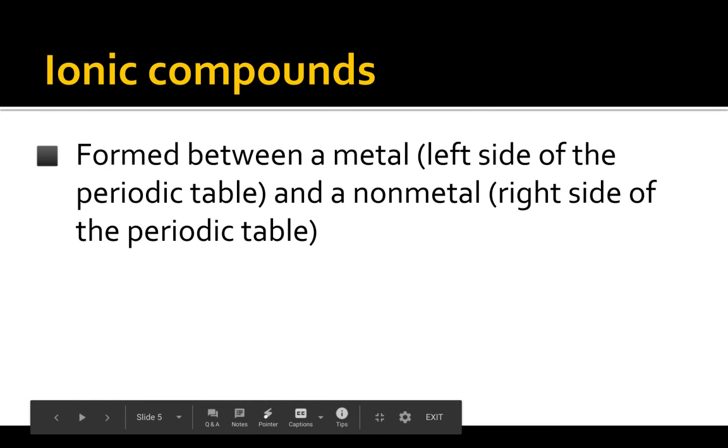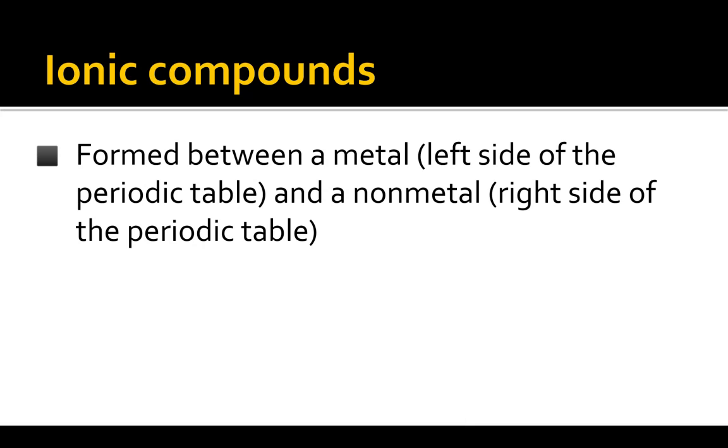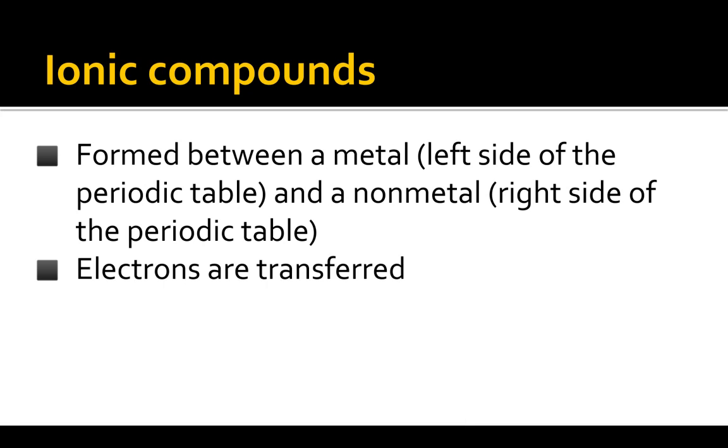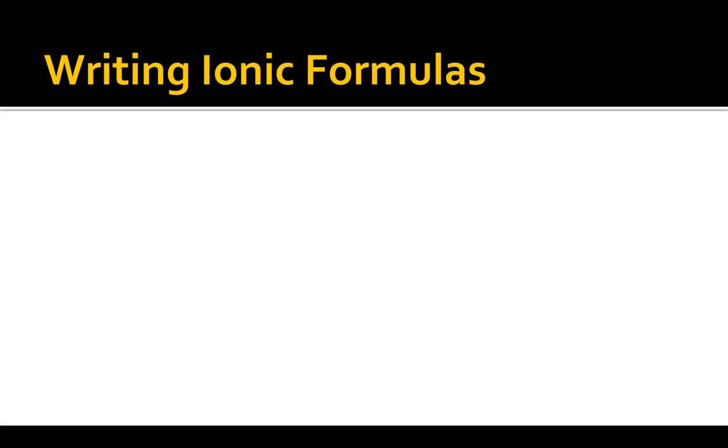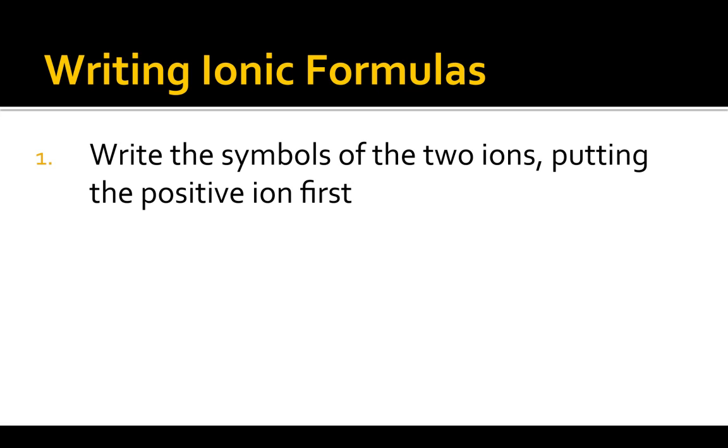So when you make an ionic compound, it's typically formed between metals on the left side of the periodic table and nonmetals on the right hand side of the periodic table, where the metal loses electrons, becoming that positively charged ion, and the nonmetals gain electrons, becoming that negative anion, and then they stick together to make an ionic compound. So these things form very predictable formulas when they make compounds.